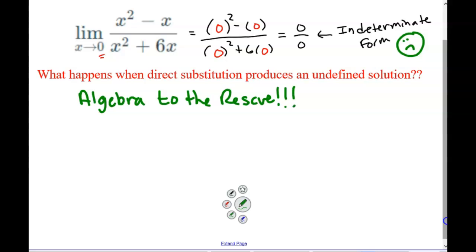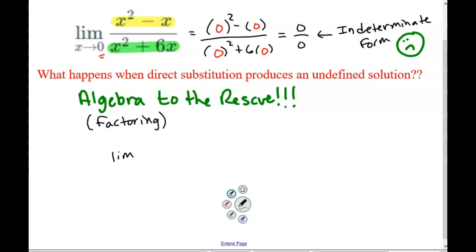Our good old friend algebra is going to come in and save us. Because what we're going to look at then is, you know what? This original limit can be changed. We can rewrite the meaning of the numerator and the denominator based off of one thing that we do. And most of the time, it's factoring. So what we're going to do is factor the top and factor the bottom.